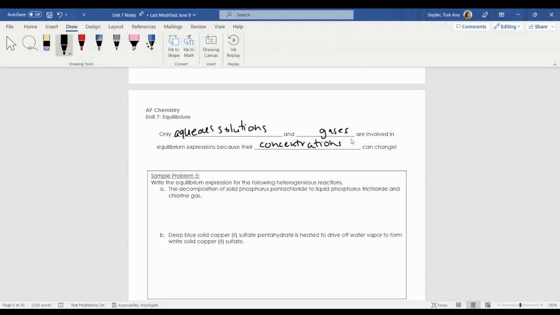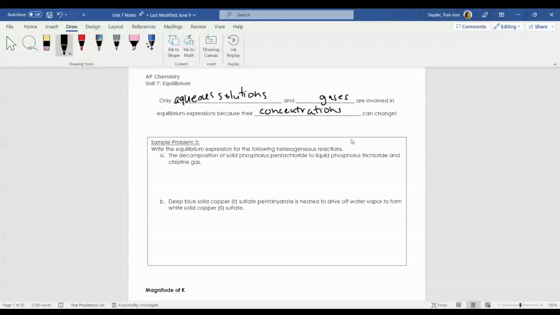So let's do sample problem 5 together very quickly. Write the equilibrium expression for the following heterogeneous reactions. Heterogeneous just means we're working in more than one phase. The first is the decomposition of solid phosphorus pentachloride, which is a solid, to form liquid phosphorus trichloride and chlorine gas. Chlorine gas is diatomic. It's one of our Br-I-N-Cl-H-O-F atoms.